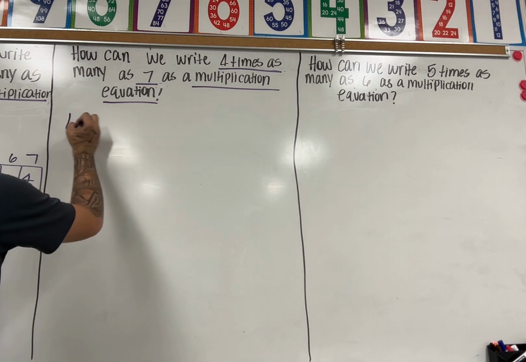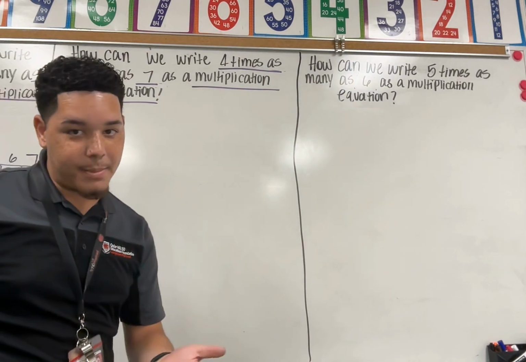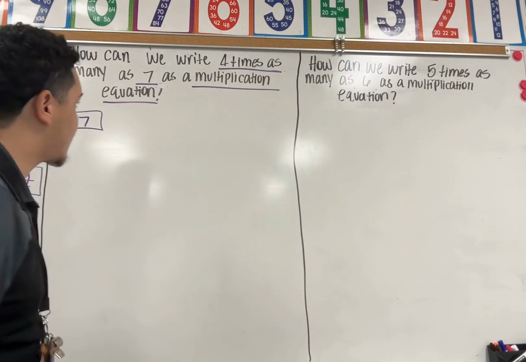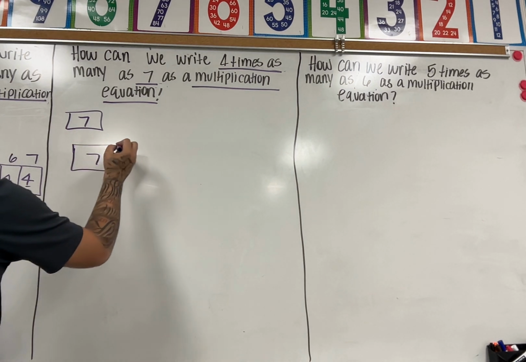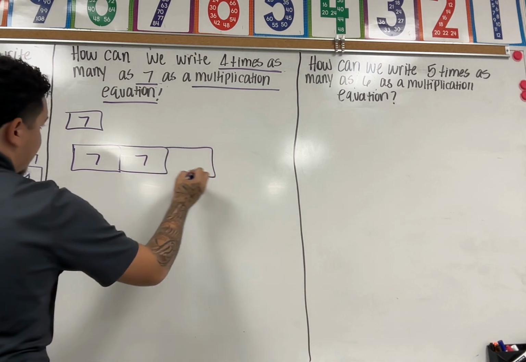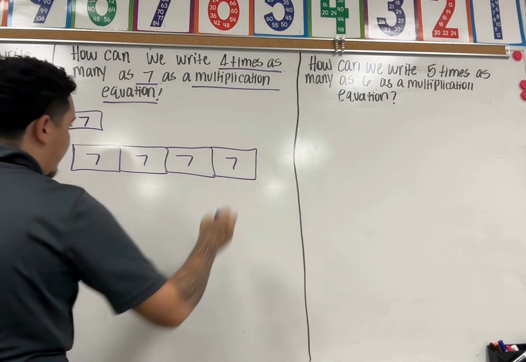So I'm going to draw my bar of 7. And how many times am I going to extend it? When I ask you for how many times, where does it say that? Right here. 4 what? Times. So I'm going to extend this 4 times. So here's my bar of 7. And I'm going to extend that how many different times? 4 times. 1, 2, 3, and this makes 4.